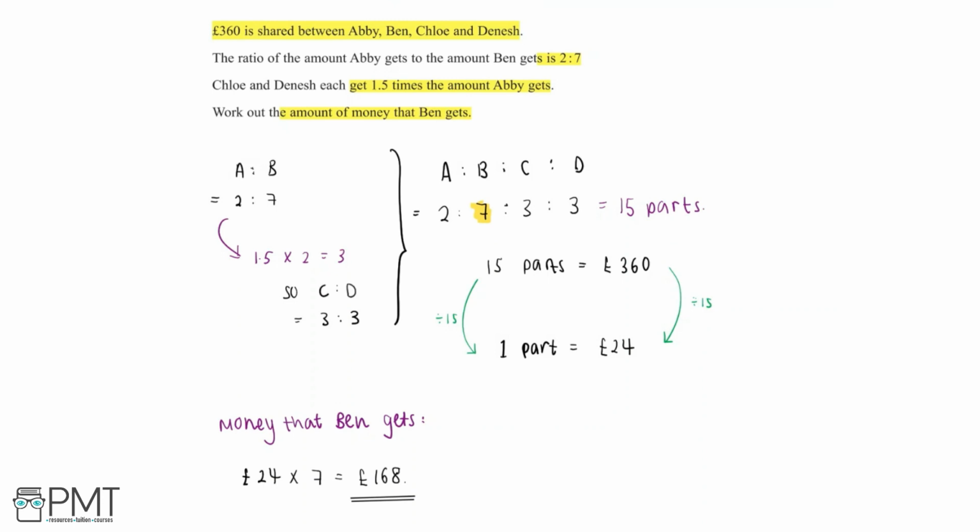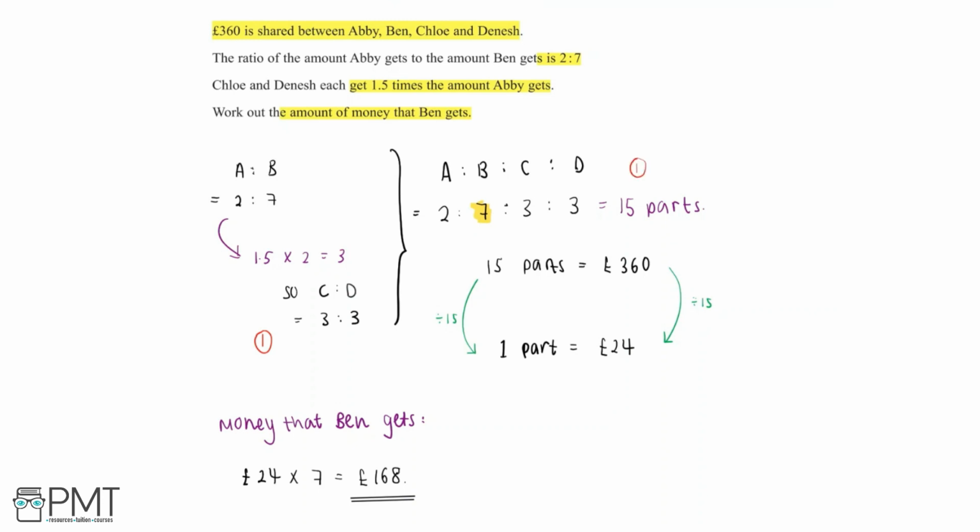Now this question is worth 4 marks. We get the first mark for saying that the ratio of the amount Chloe gets to the amount Dinesh gets is 3 to 3. We get the second mark for saying that the ratio of A to B to C to D is equal to 2 to 7 to 3 to 3, and totaling this to 15 parts.